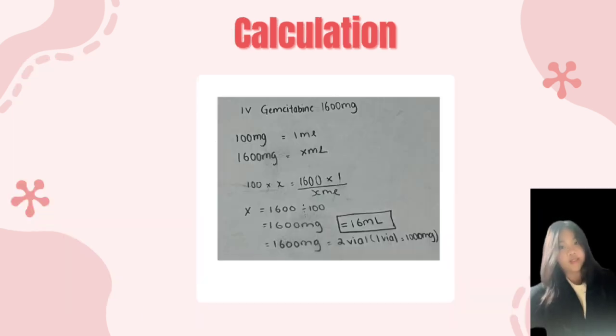So now we are moving to the dose calculation. Now look at the math behind the medicine. For our patient, the prescribed dose is 1,600 mg of gemcitabine and 600 mg of carboplatin. For gemcitabine, the concentration available is 100 mg per 1 ml. So to find our volume, 1,600 mg divided by 100 mg per ml equals 16 ml. Given that our vials are only 1,000 mg each, we will utilize 2 vials for this preparation.